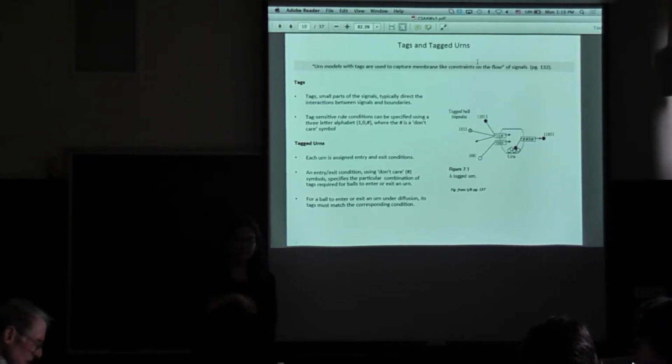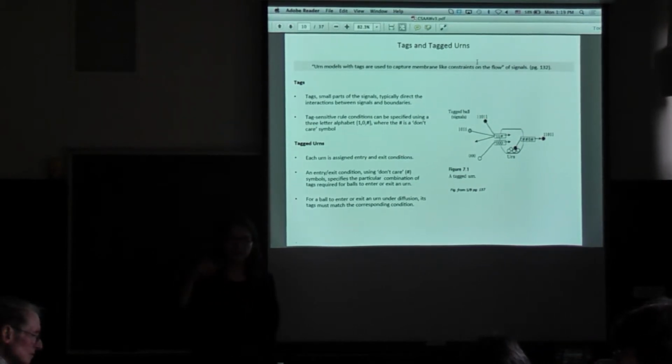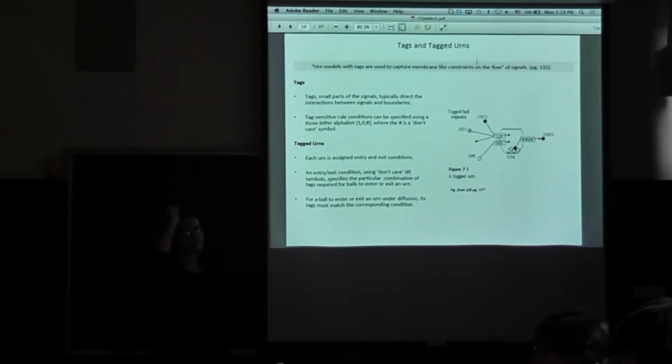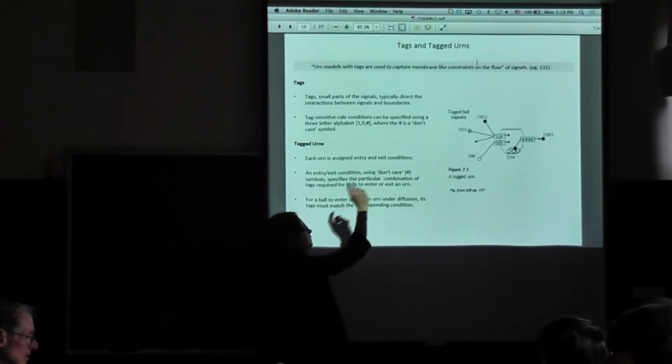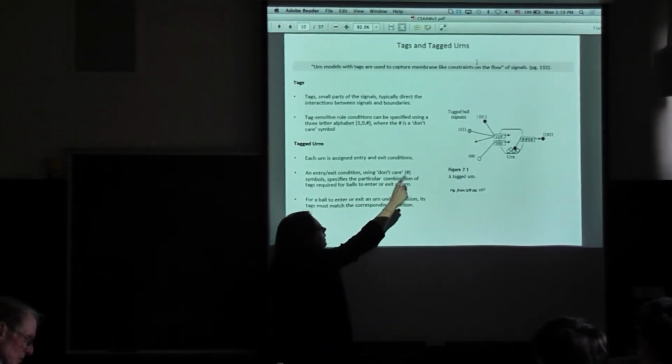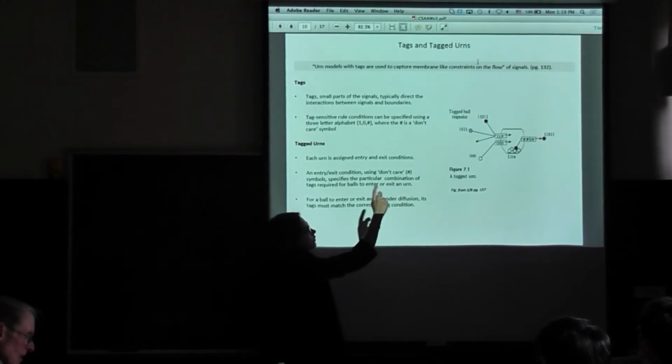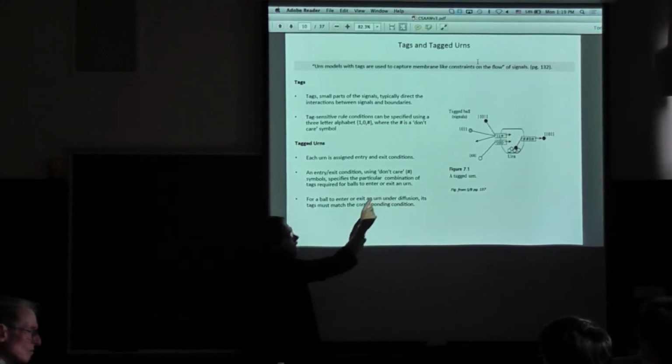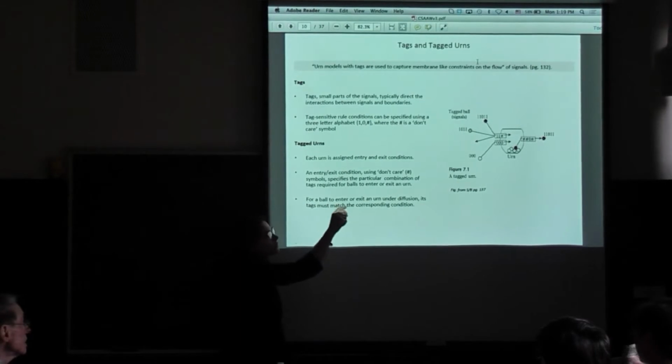And tag-sensitive rules, conditions can be specified using a 3-letter alphabet: 1, 0, and a hashtag, where the hashtag is like an I-don't-care symbol. How does this make sense? If you look over on the right, there's a tagger. You can see that there's a black ball at the very top. It's 11011. Let's say it's trying to diffuse into this urn.